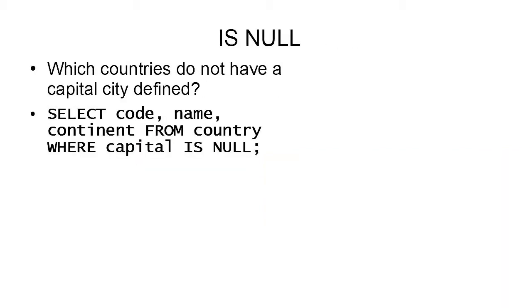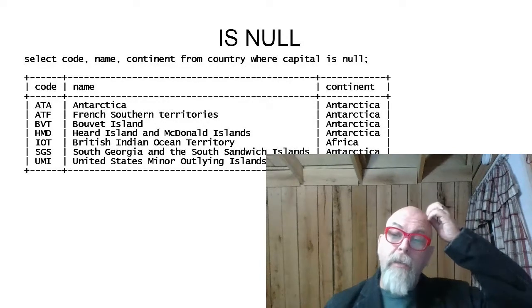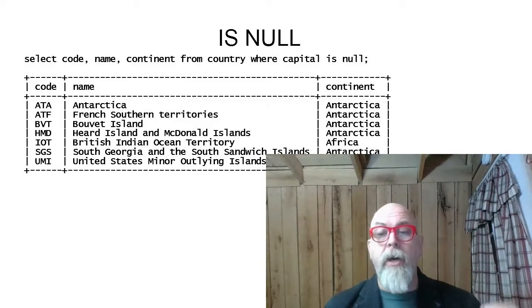Let's see the is null in action by seeing if there are any countries that don't have a capital city defined, or have a capital city of null. You can see that it says select code and name and continent from country where capital is null. So that should give us a list of all of the countries without a capital. And here you can see the result of the query showing all of the countries where the capital city is null. Is not null works the same way, exactly the opposite way, by returning all of the columns that are not null, so that have a value.